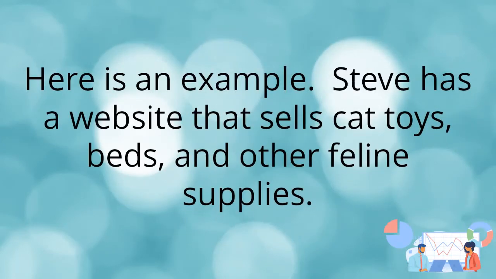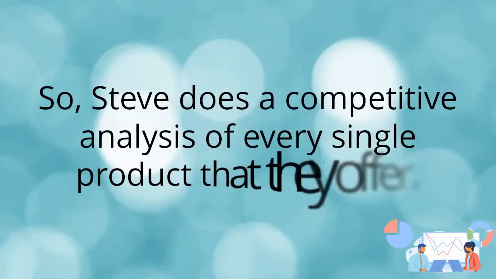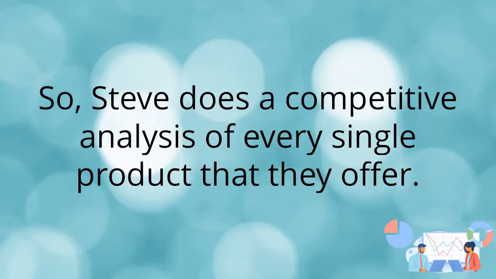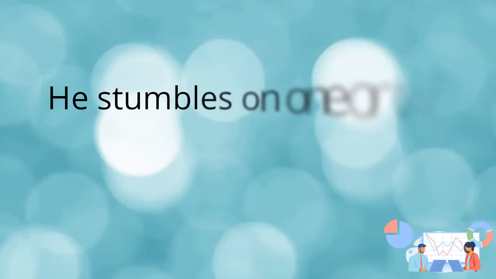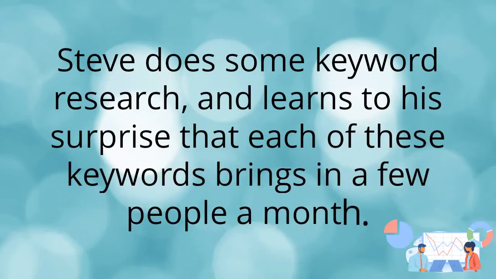Here is an example. Steve has a website that sells cat toys, beds, and other feline supplies. He's trying to compete with the big-name pet stores, but they seem to have cornered the market on all of the major keywords. So, Steve does a competitive analysis of every single product that they offer. He stumbles on 1 or 2 keywords from each product that they are not targeting. Steve does some keyword research and learns to his surprise that each of these keywords brings in a few people a month.